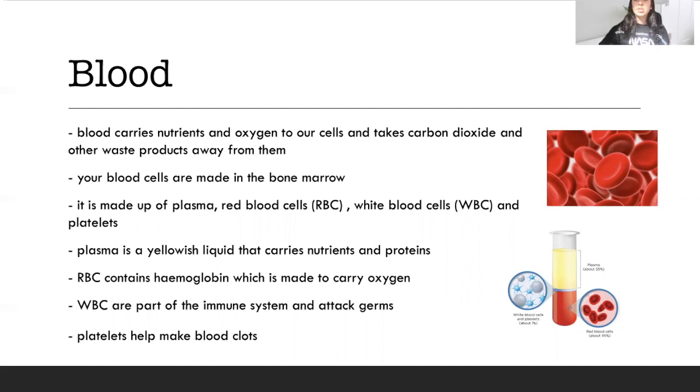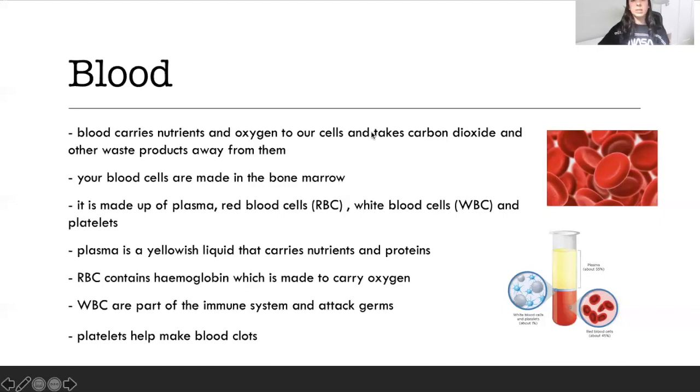Plasma is the yellowish liquid that carries nutrients and oxygen and proteins and accounts for about 55% of your blood. RBC or red blood cells contain hemoglobin, which is a compound made of iron. This is made to carry oxygen, and fun fact, RBCs actually do not have a nucleus, and this is to make sure that there is extra space for oxygen. When hemoglobin combines with oxygen, it gives your blood a bright red colour, like the one shown here.